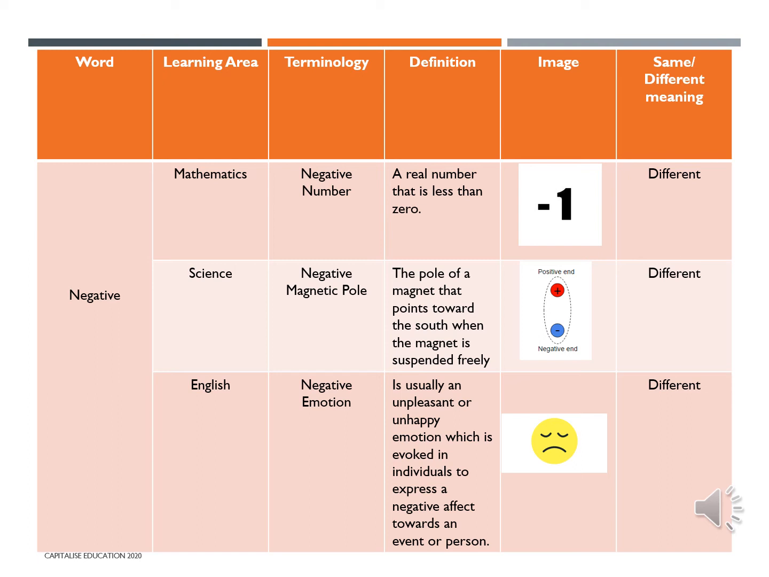In this case, in mathematics, science, and English, the word negative means different things. And this is highlighted by the images. Taking a structured approach means that the classroom teacher explicitly models and scaffolds this process for the student over time, speaking out the teacher's cognitive thoughts, eventually doing it collaboratively with the student.